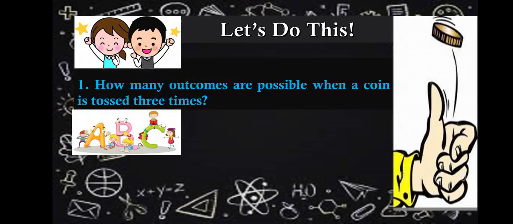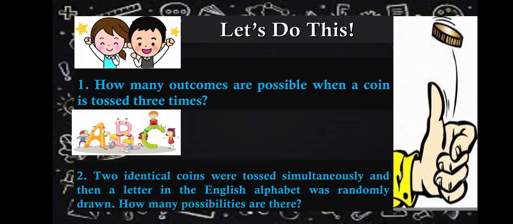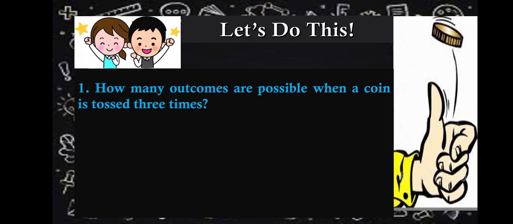Now, let's do this. Number 1: How many outcomes are possible when a coin is tossed 3 times? Number 2: 2 identical coins were tossed simultaneously, and then a letter in the English alphabet was randomly drawn. How many possibilities are there? Let's solve number 1 first. How many outcomes are possible when a coin is tossed 3 times?